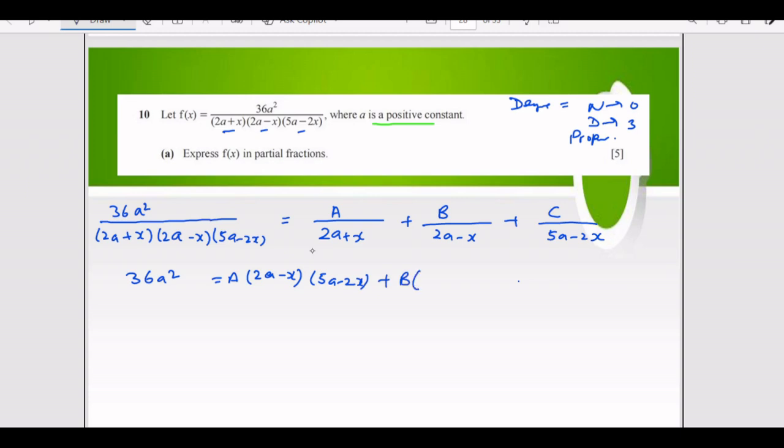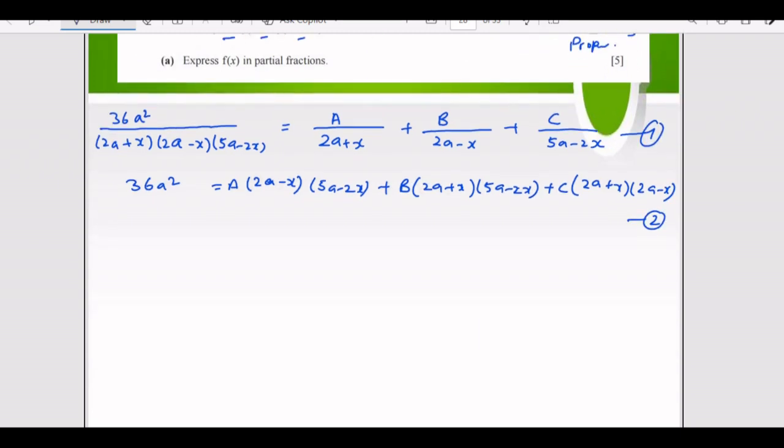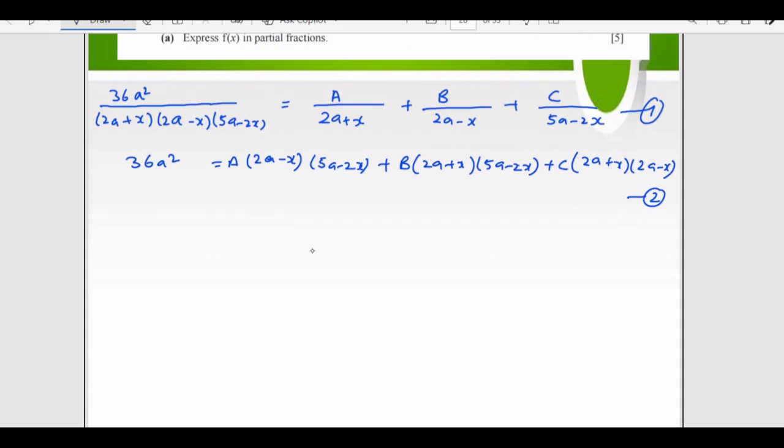Then 2a minus x will be gone, so B times (2a plus x) times (5a minus 2x), then plus C into (2a plus x) and (2a minus x), right? So this is what we have after multiplying by the denominator. Now we are looking for the values of A, B, C.